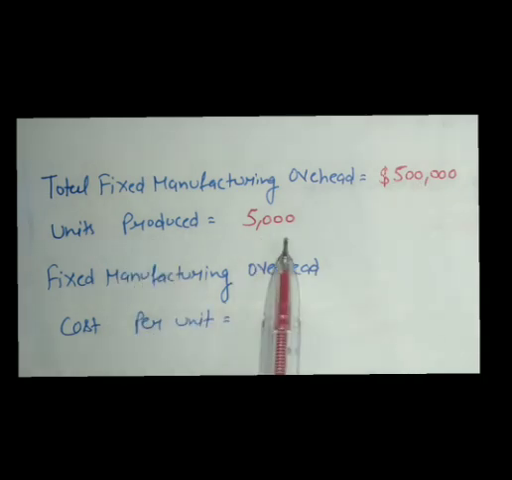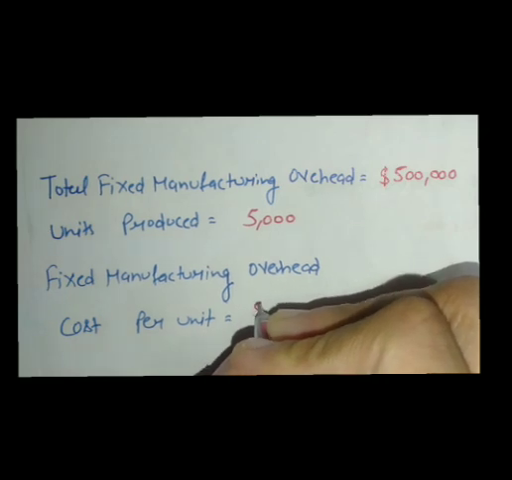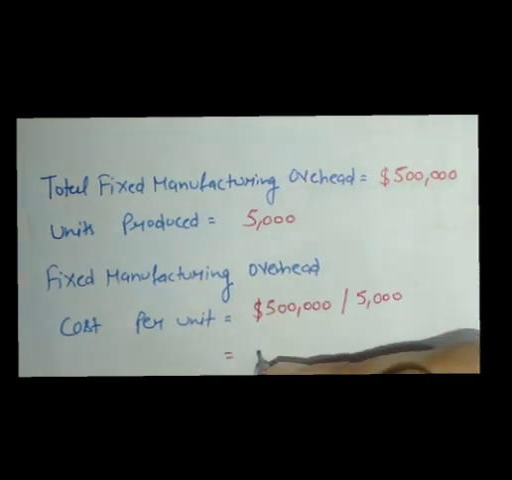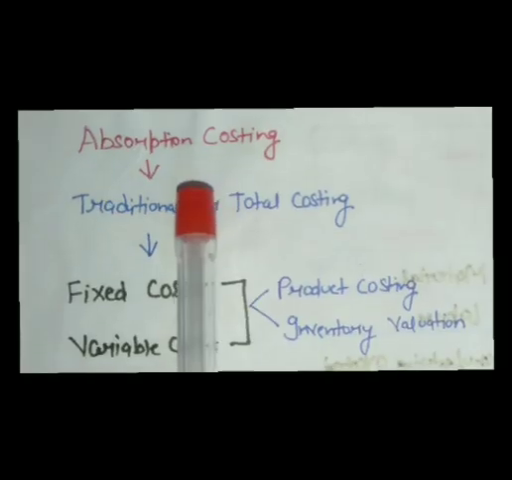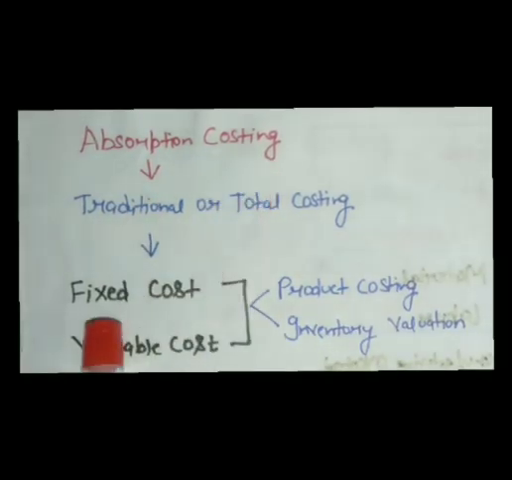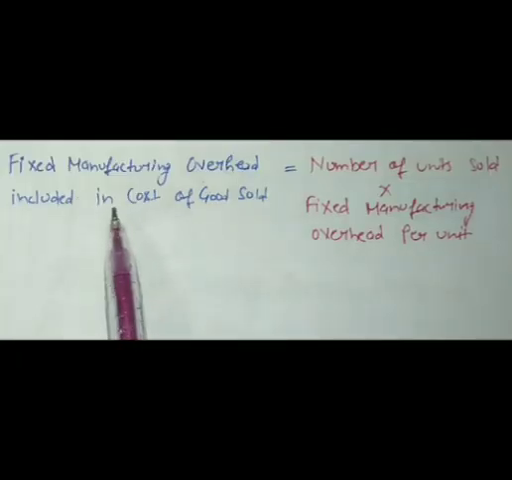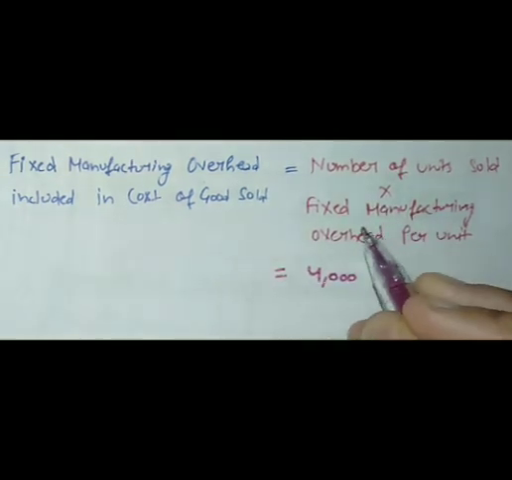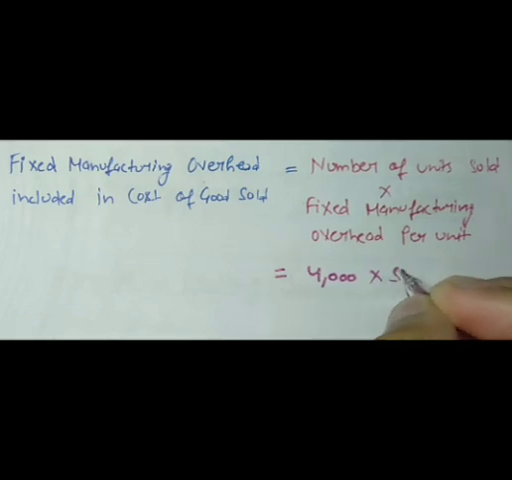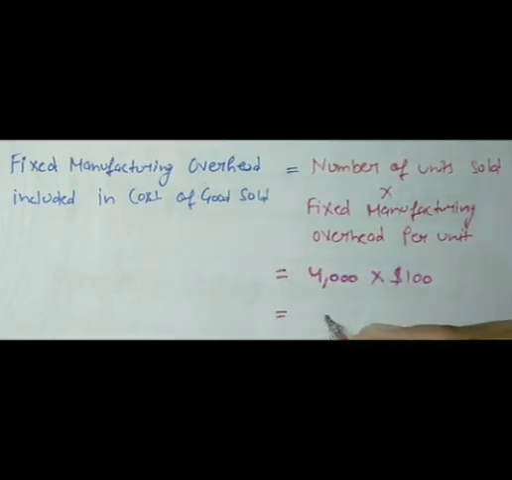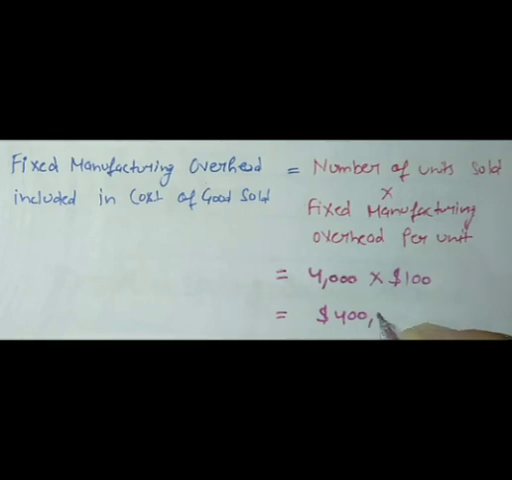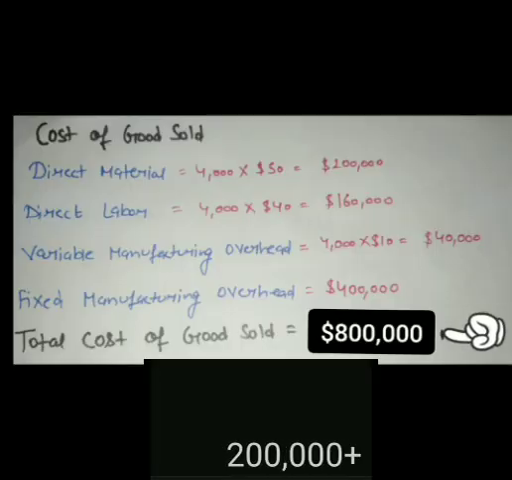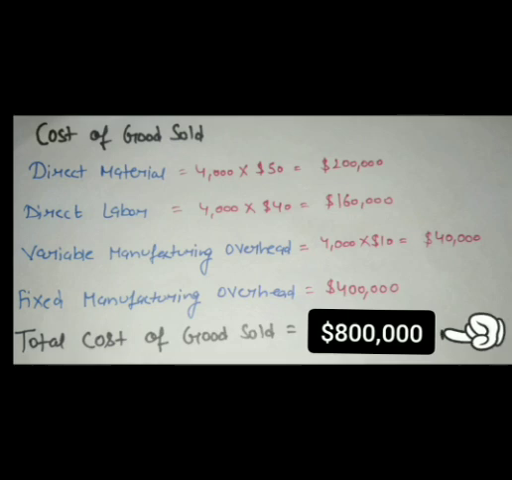5,000 units are produced. Therefore, fixed manufacturing overhead cost per unit will be 5 lakh dollars divided by 5,000, that is $100 per unit. As you know, absorption costing considers both fixed and variable cost for product costing and inventory valuation. Fixed manufacturing overhead to be included in cost of goods sold will be number of units sold, that is 4,000 units, into fixed manufacturing overhead per unit, that is $100 per unit, amounting to 4 lakh dollars. Therefore, total cost of goods sold will be 8 lakh dollars.